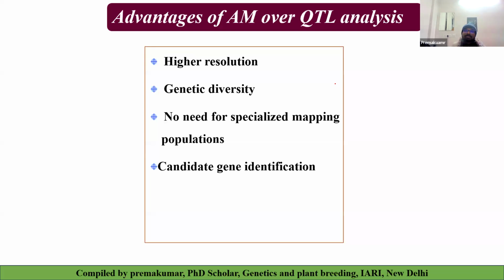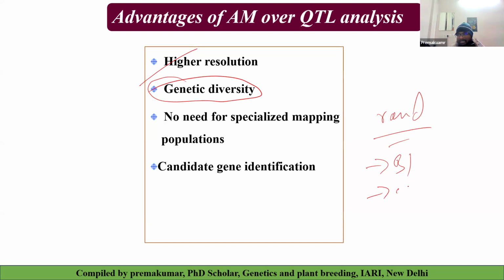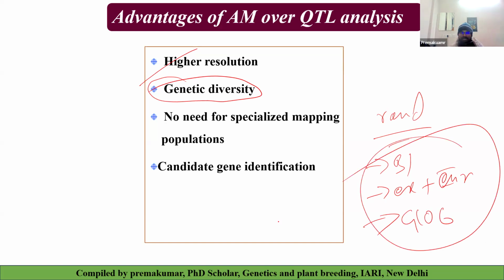Then, what is the advantage? High resolution, which we discussed, and genetic diversity. We are using a random population. Either you have breeding lines, or exotic and indigenous lines, or global germplasm, whatever the population can be. That's why we are tapping a diverse population. The more the diversity, the more the number of alleles.